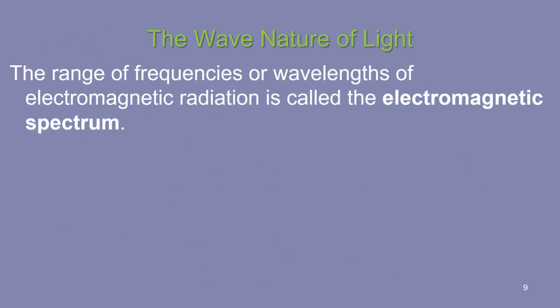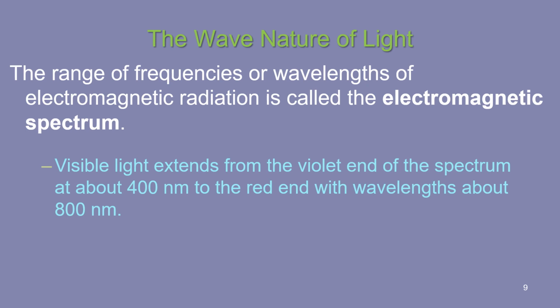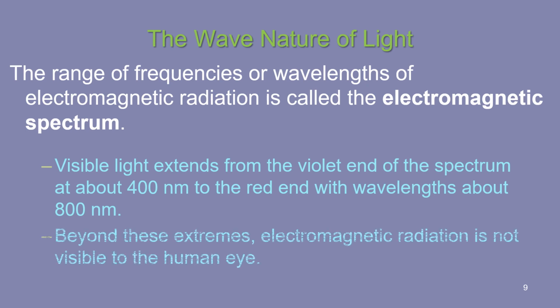All right, so the range of frequencies or wavelengths is called the electromagnetic spectrum. We'll take a look at that on the next slide. Visible light is only a very small portion of the electromagnetic spectrum. Visible light goes from about 400 nanometers to 800 nanometers. Beyond these wavelengths there are other types of electromagnetic radiation that are not visible to the human eye, but we know that they're out there.